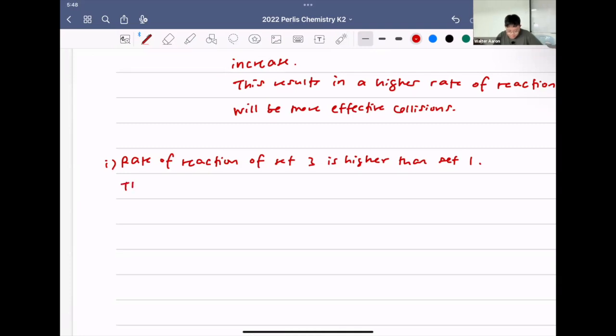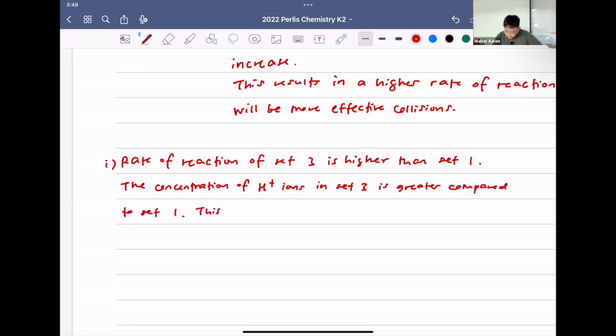So you say that the concentration of H plus ions, okay, hydrogen ions, in set 3 is greater compared to set 1. So you say this results in more collisions. Just 2.